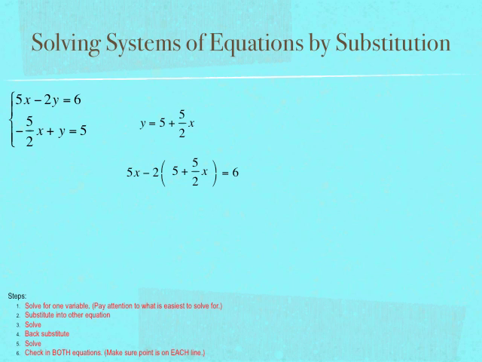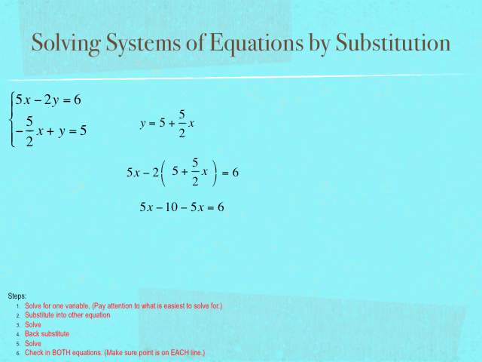Now I distribute, so 5x will stay the same. Negative 2 times 5 will be negative 10. Negative 2 times 5/2. Those 2's will cancel, so I would just have minus 5x equals 6. Just look at the distribution, make sure it makes sense. Negative 2 times 5 gives me negative 10. Negative 2 times 5/2. Negative times positive is negative. The 2 cancels with the 2 on the bottom, and I'm left with the 5x.